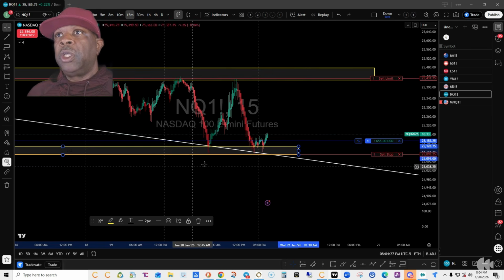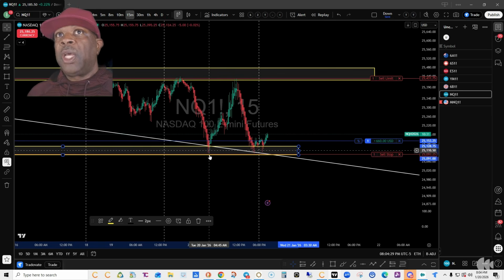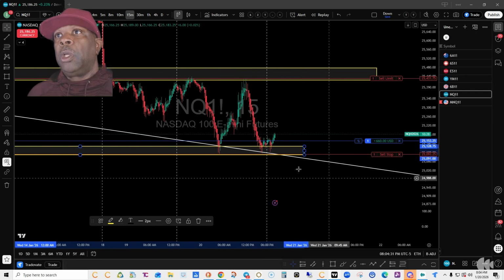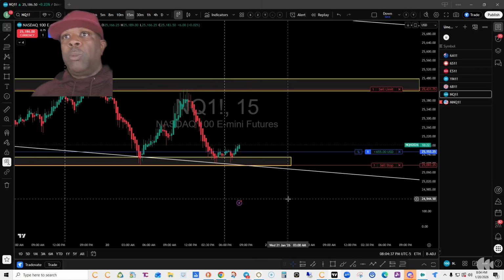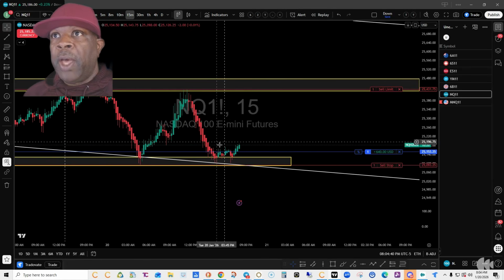Okay, so that was the zone. Price action came in and tapped into it really nicely, shot up, retraced, came back, gave us a W pattern. For those who learned the market maker's method, you can see the W pattern right here.